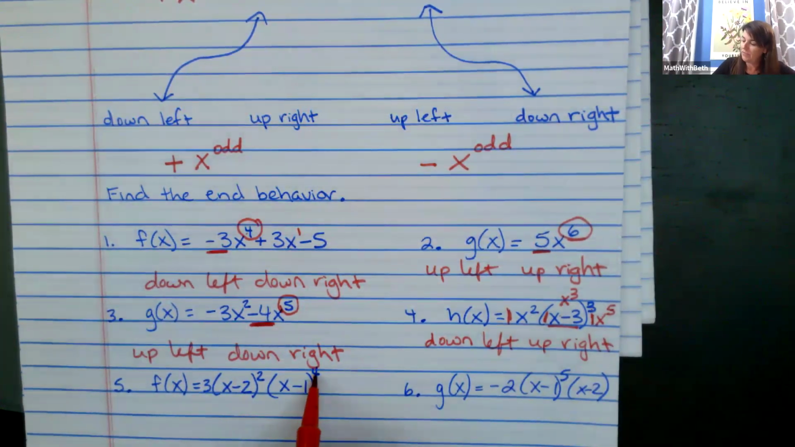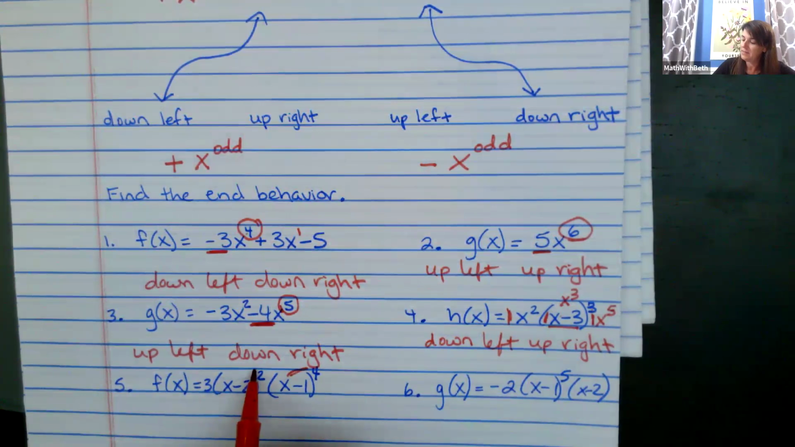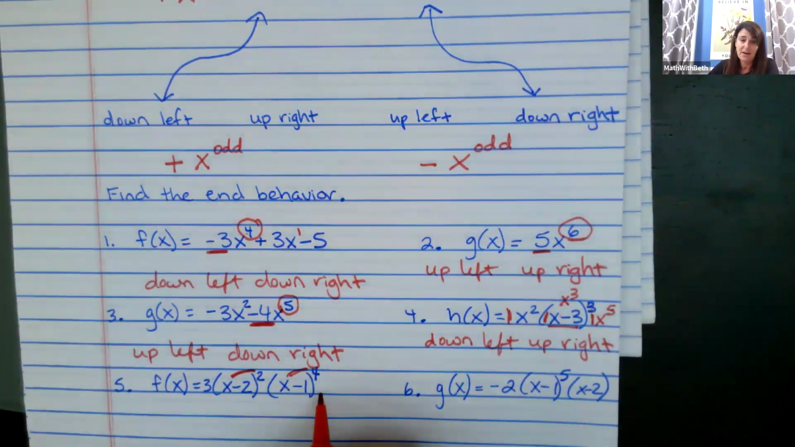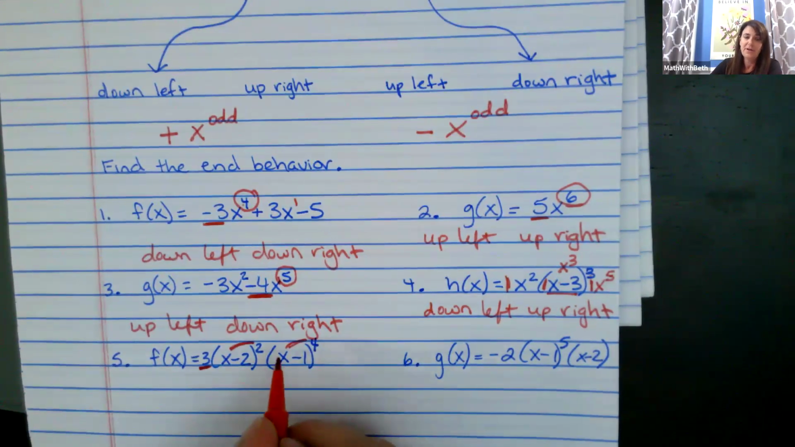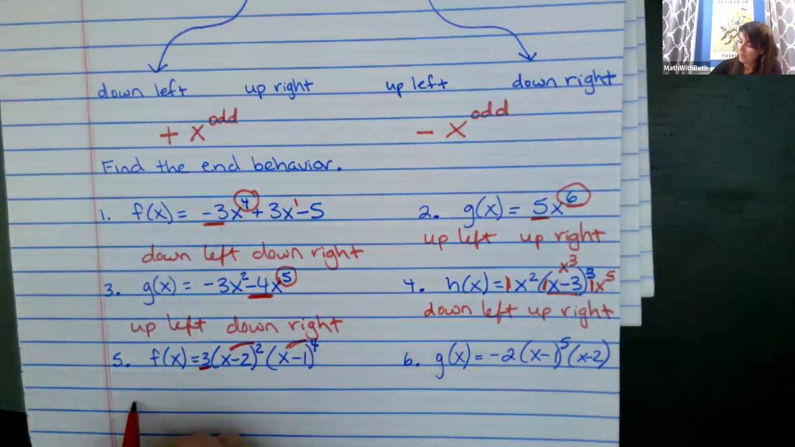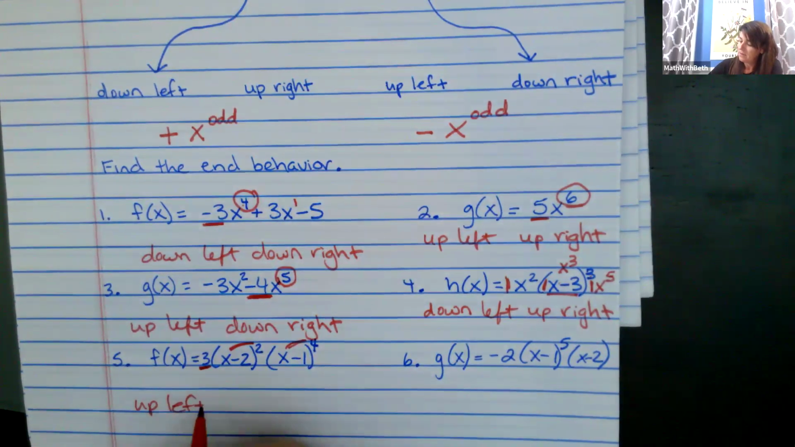So what would this one be? We have a 4 here. So we have 4 x's, 2 x's, and none on this side, so that would be a total of 6, and then a positive number out front. So positive x to the 6 would go up left and up right.